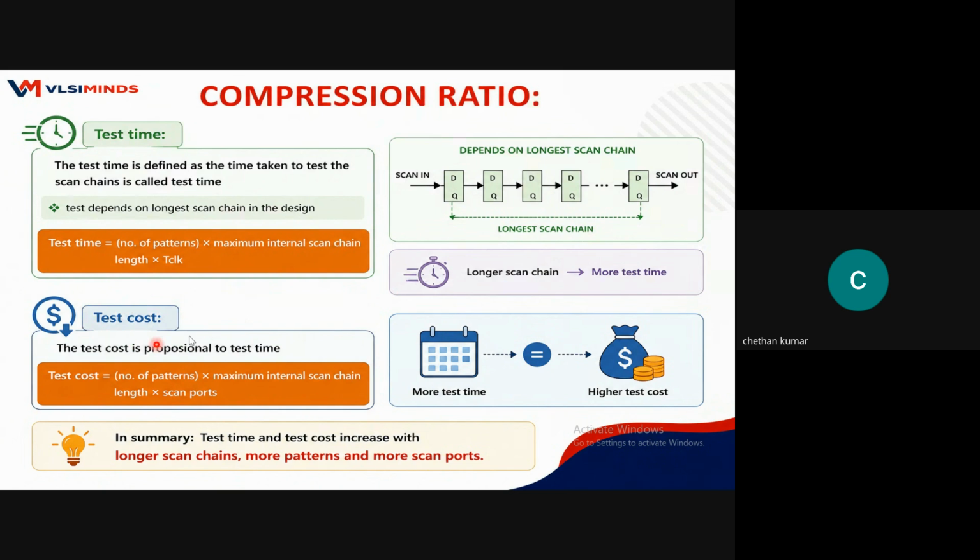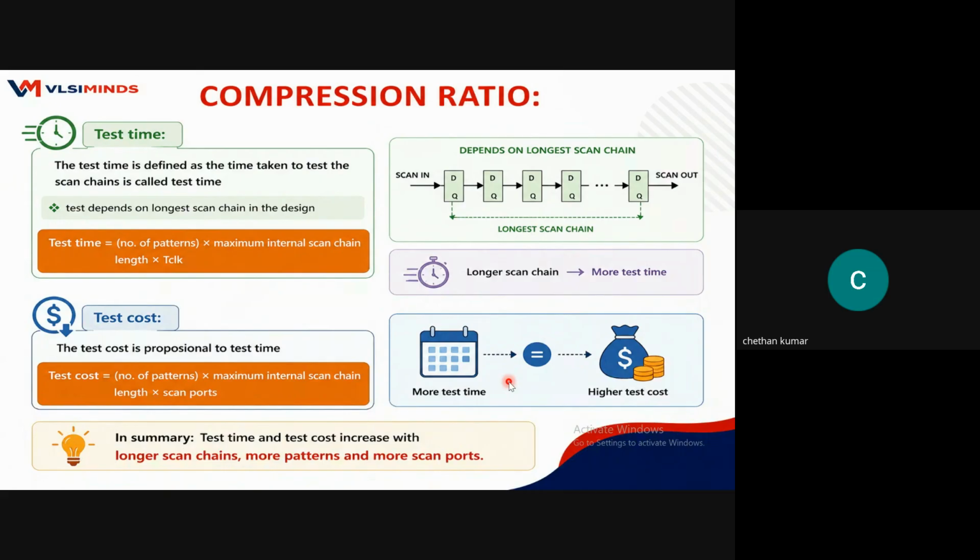The cost will obviously depend on the chain length. As I mentioned, if there are 10 flip-flops in each chain, yes, the cost will be more. If you divide them into 3, 3, and 4, the cost will reduce, because the maximum chain length is now 4 flip-flops. So for that, the cost will get reduced.